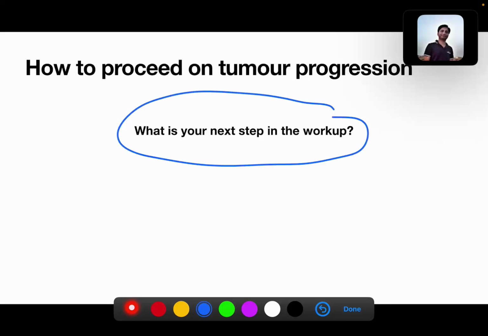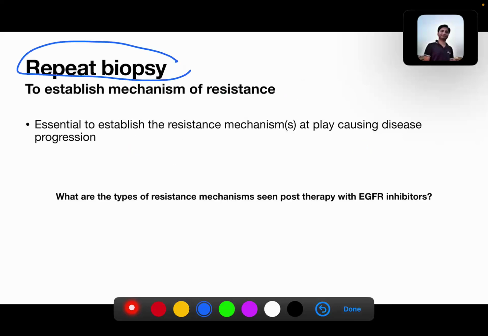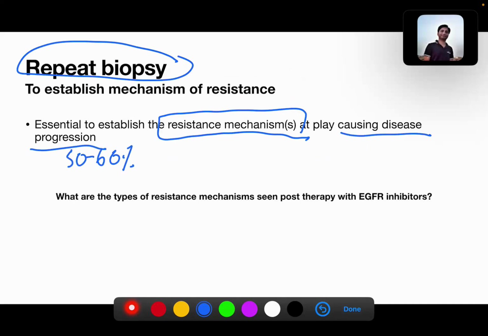So you should always do a repeat biopsy to establish the mechanism of action, right? Because there are various resistance mechanisms at play causing disease progression. Around 50 to 60% of the patients, you can identify a resistance mechanism. So always we need to know what we are targeting, what is causing resistance. Always do a repeat biopsy.